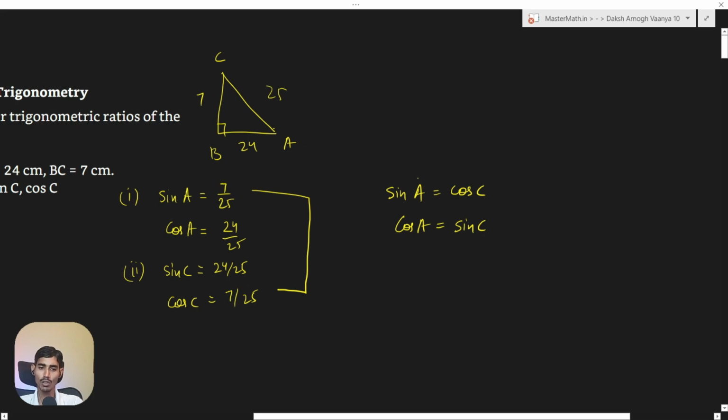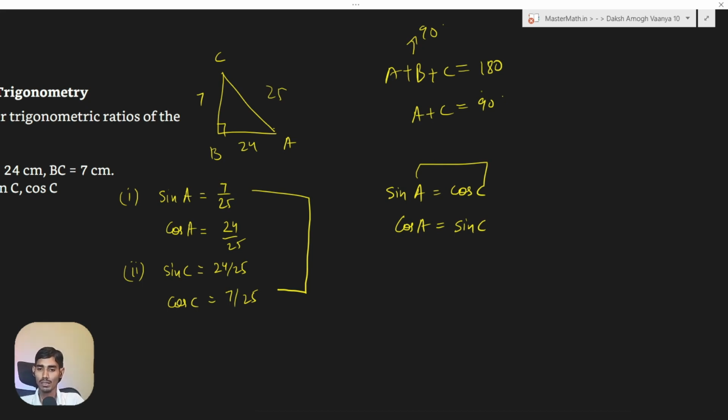The reason is these are complementary angles. And what do we mean by complementary angles? A plus B plus C was 180 in this triangle, and B was supposed to be 90 degrees. So A plus C should be 90, and that's why they are complementary angles. Complementary angles means the sum is 90 degrees, and supplementary angles means the sum is 180 degrees. Now, the concept of complementary angles has been removed from the syllabus, but just to introduce it a bit, this is what it is, and this is why it works.